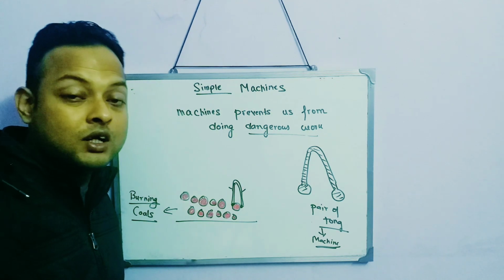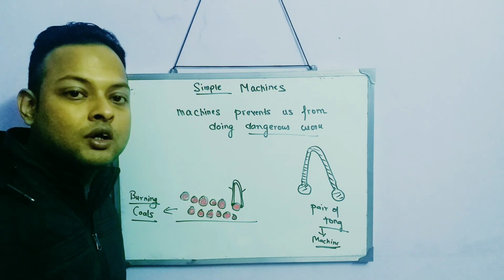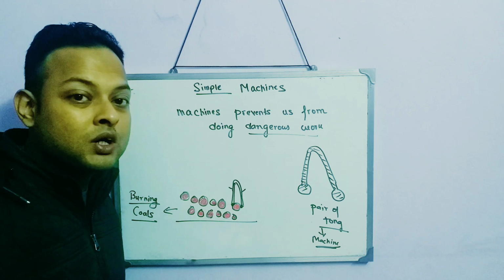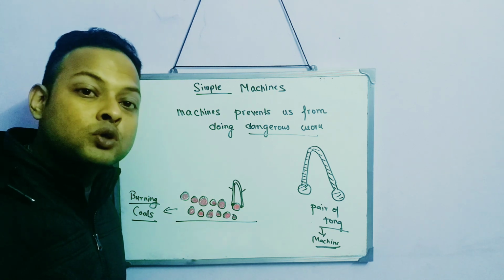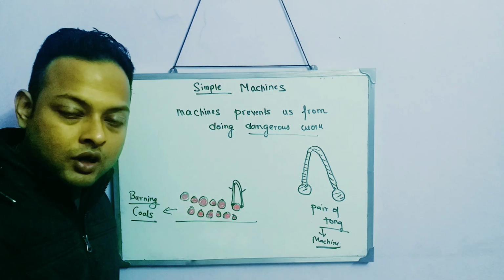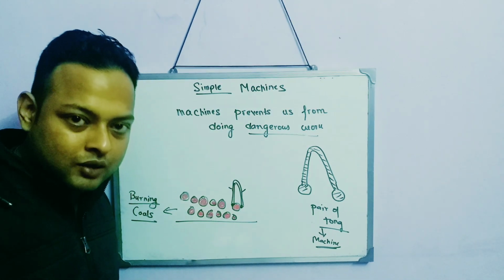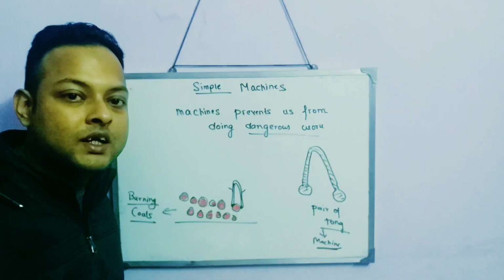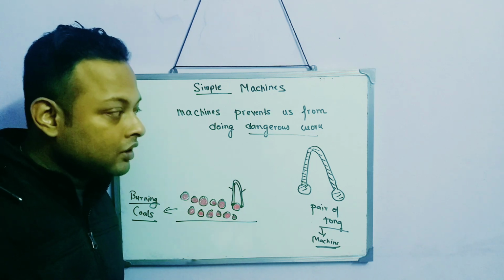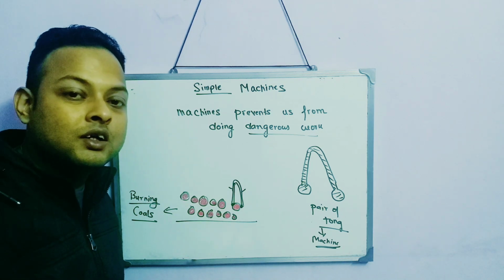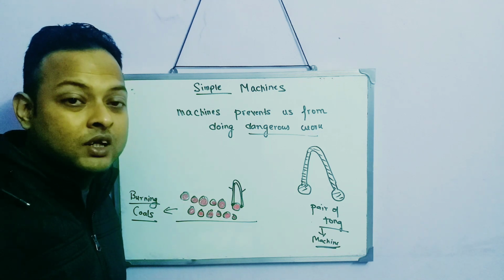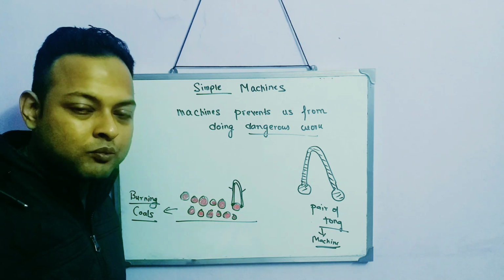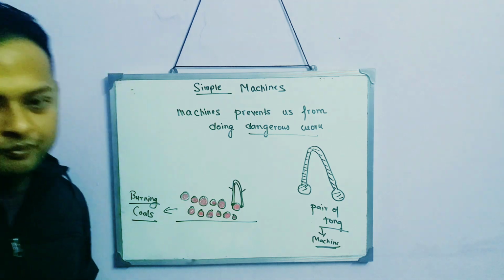So now you understood what a machine is. A machine is a device that helps us to do the work easily, prevents us from doing dangerous work, and helps us to do the work efficiently. By watching these examples, you got the idea about what a machine is. Now we have to understand the proper definition which is given in your textbook also. We need to understand the definition with some examples. So let's start.